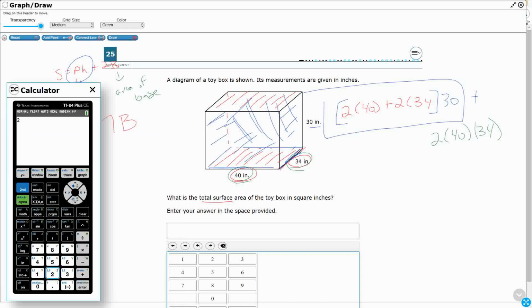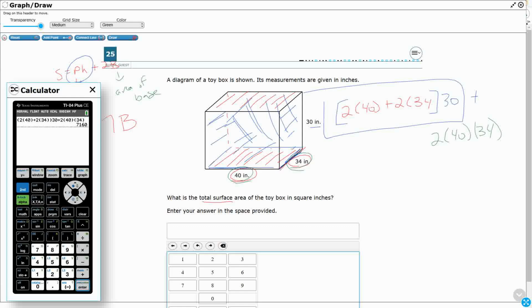All right, so we're going to do 2 times, and you know what? Let's clear that out. Let's put the opening bracket there so I can get that 30. Okay, so 2, and then I've got my 40, then I've got my double the 34. It's going to give me my perimeter. Now I put that other bracket. I want to multiply all of that by 30. So that's the perimeter times the height. And then what I need to do is add the double the base. So 2 times 40 times 34.